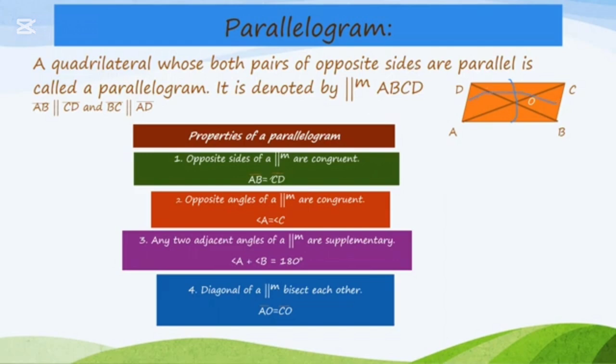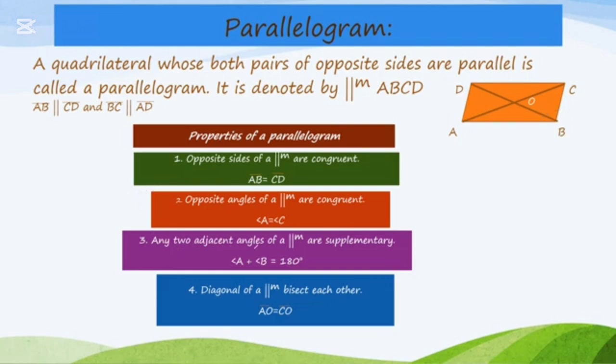Okay. Number two, opposite angle of parallelogram are congruent. Okay. Opposite angle means angle A and angle C are congruent, right? Then angle B and angle D are congruent, right? Opposite sides are congruent and opposite angles are congruent.